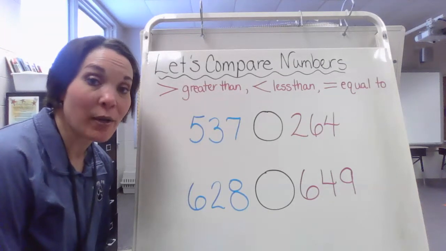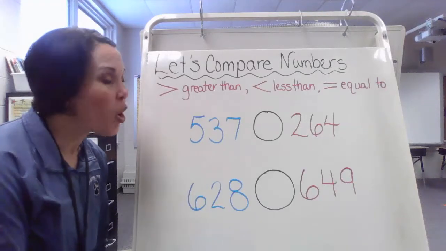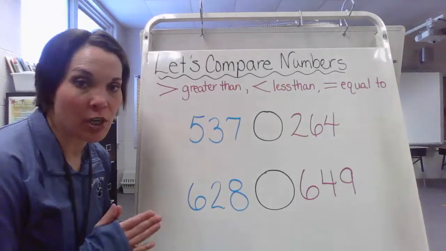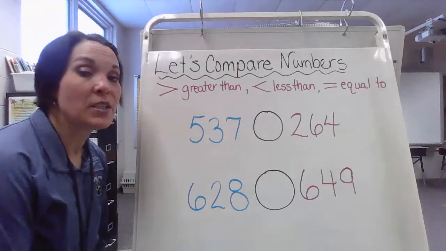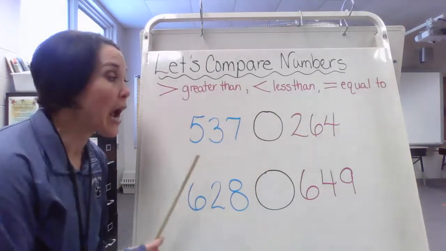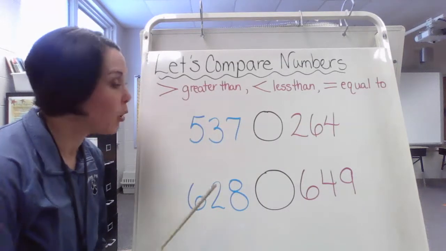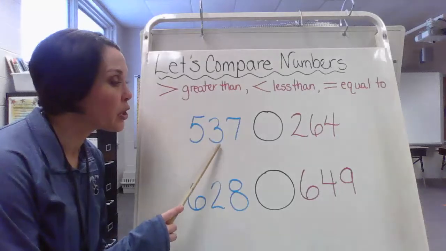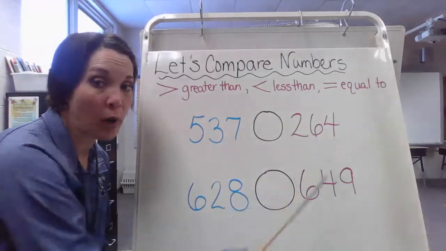And today we're going to be comparing some numbers. We are talking about three-digit numbers specifically. What I want to do first, before we even start comparing, is read each number. Here's my first example: I have 537, and then I have 264.